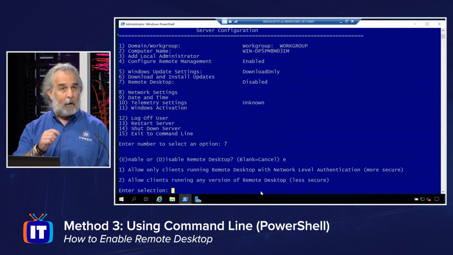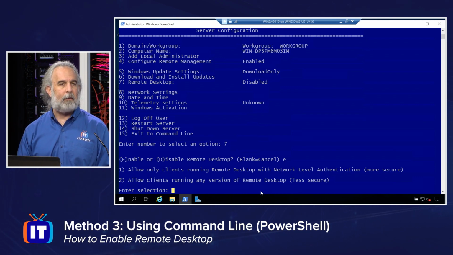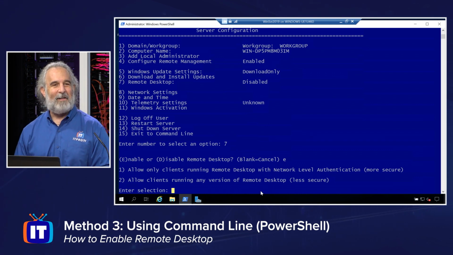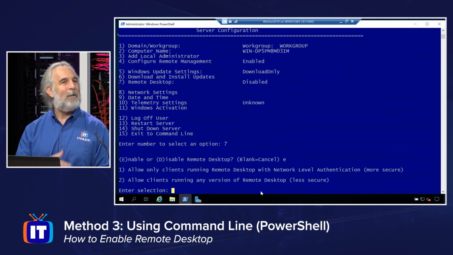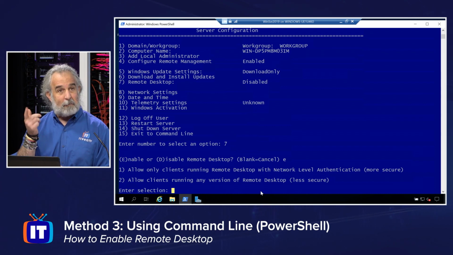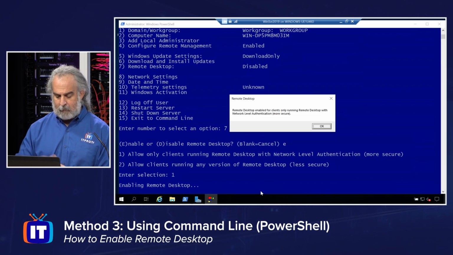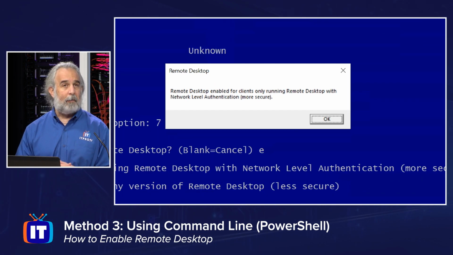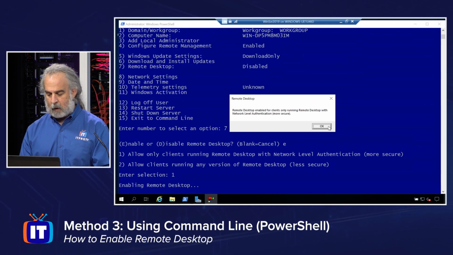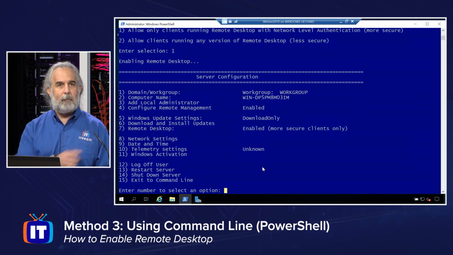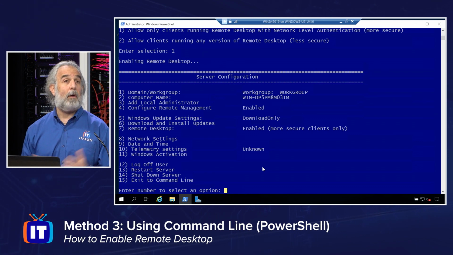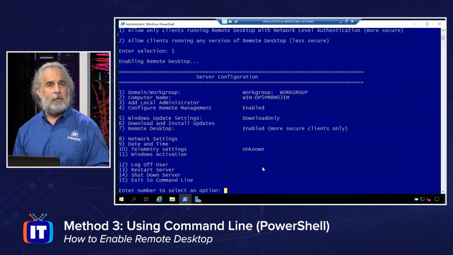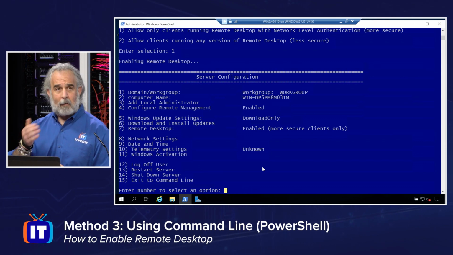If I want the more secure option, the checkbox that was enabled automatically in the graphical interface, I choose number 1. If I want to throw caution to the wind and allow anybody to connect less securely, I'll use option number 2. But notice I must make a choice. Do option number 1. It's enabling it. You'll see now it just gives me a little prompt that says, hey, it's enabled with more security. Okay, great. Boom. And we're done. And it shows that it is enabled, more secure clients only, exactly what we saw as we looked at it when we started.